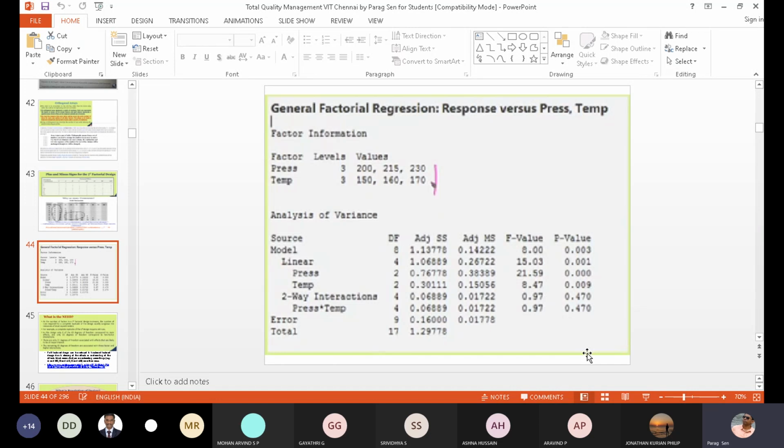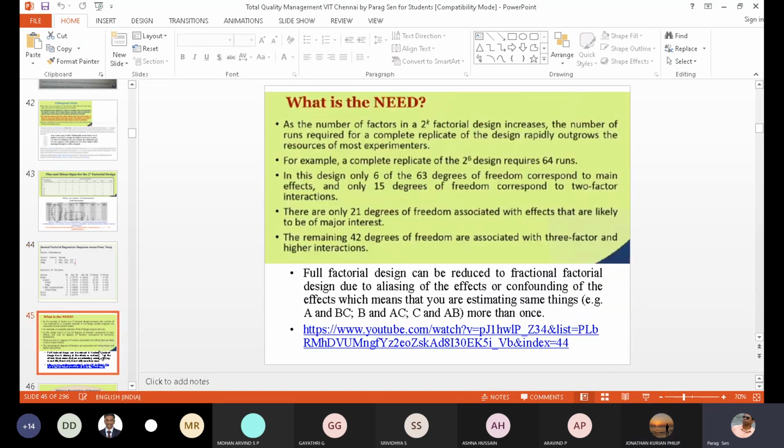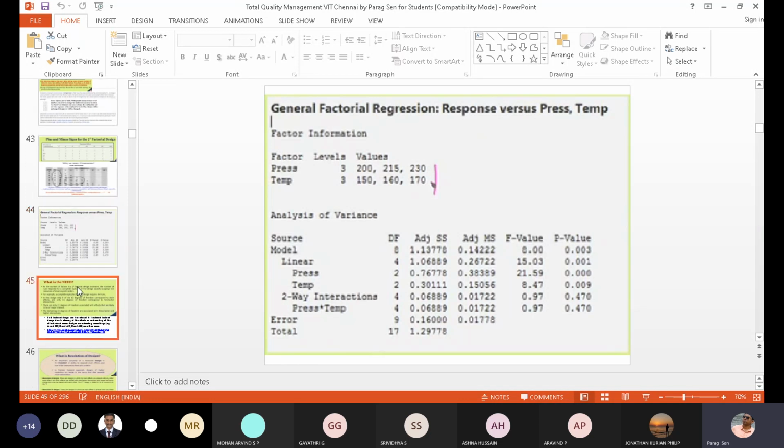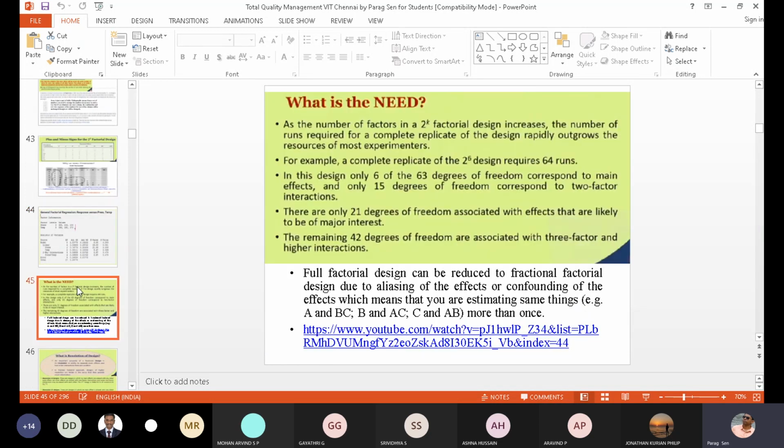So the F values are also provided. The F values are actually the test statistics, and based on those, the p values are considered here. Anyway, we will do the interpretation again, but before that we can discuss the fractional factorial design.